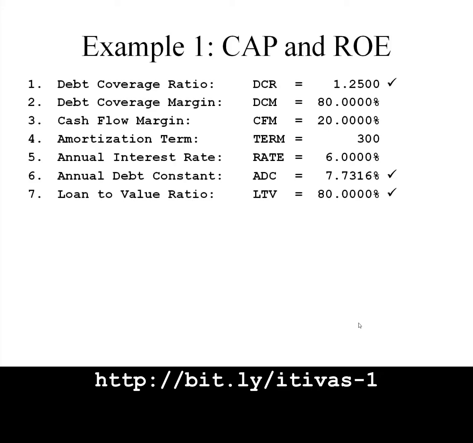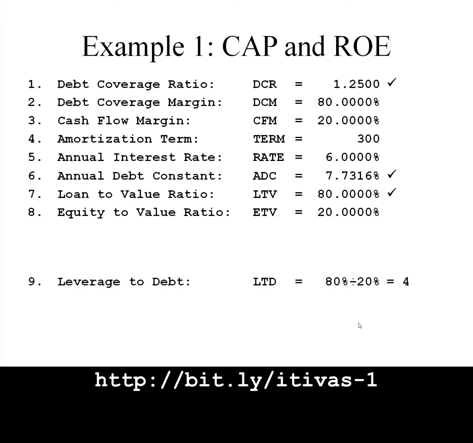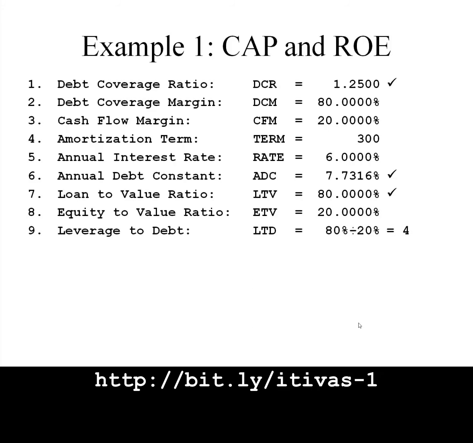The loan-to-value ratio, 80%, another common ratio for commercial income properties. Equity to value ratio is the complement, that's 20% equity. Leverage to debt, 80% divided by 20% is 4. That is, for each dollar of equity, you have $4 of debt. And the capitalization rate calculates to 7.7316%.